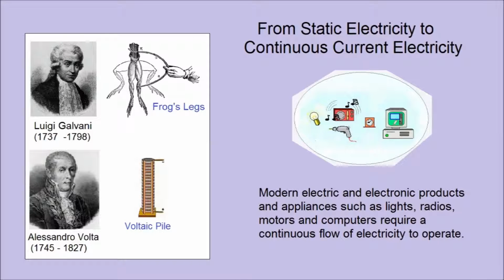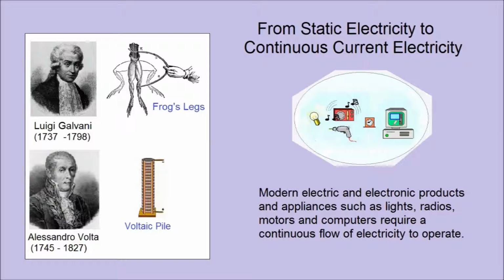Static electricity, once the charged object has been grounded, ceases to exist within the object. The objects return to a neutral state and no further flow of electrons takes place. Modern electric and electronic products and appliances, such as lights, radios, motors, and computers, require a continuous flow of electricity to operate.